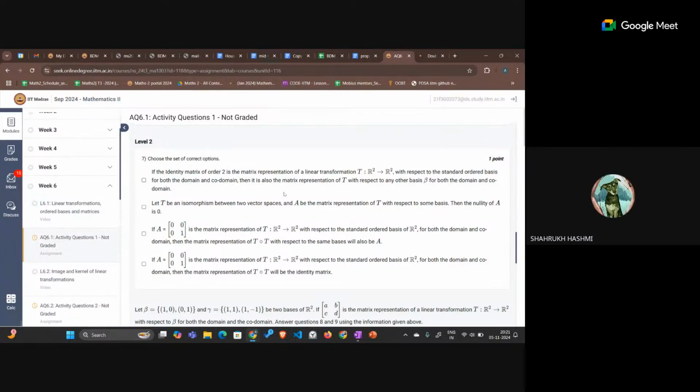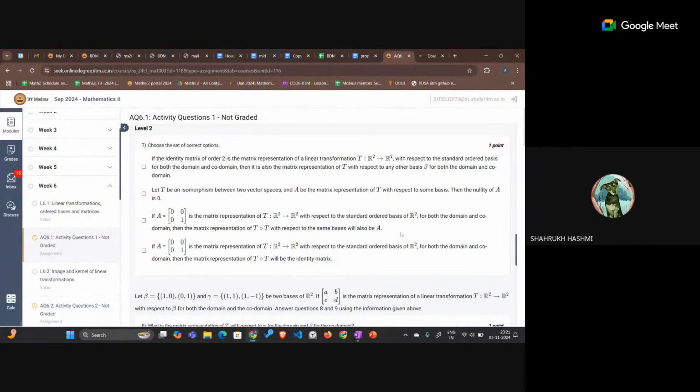And then for option two, sir, if T is given as an isomorphism between two vector spaces and A is the matrix representation of T, and A is reduced to a row echelon form, then whatever will be the nullity of the reduced row echelon form will be the same for A also. Yes. We can also think of it like this: since it is an isomorphism, it is onto, and when it is onto, then nullity is going to be zero. So I think this is also correct.